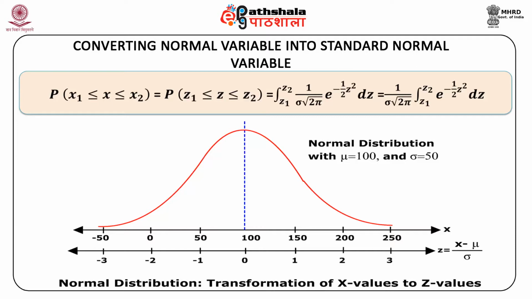In fact, converting x variable to z variable, we are changing the scale of measurement on the horizontal axis. Suppose given x is normally distributed with mean 100 and standard deviation 50, when x is equal to 100, z is equal to 100 minus 100 divided by 50, which is equal to 0. And when x is equal to 150, z is equal to 150 minus 100 divided by 50, which is equal to 1. And for x equal to 50, z is equal to 50 minus 100 divided by 50, which is equal to minus 1. Similarly, for other x values, we can calculate corresponding z values as shown in the figure.